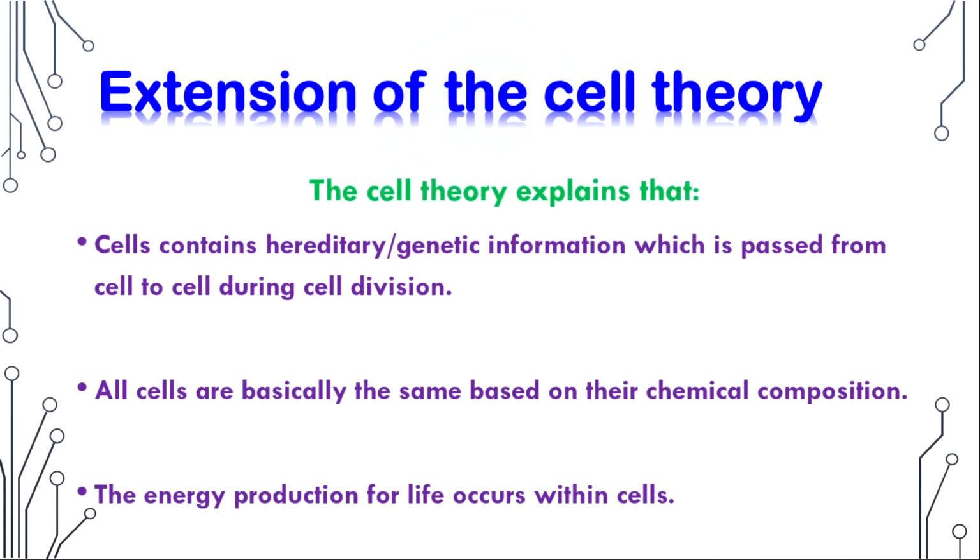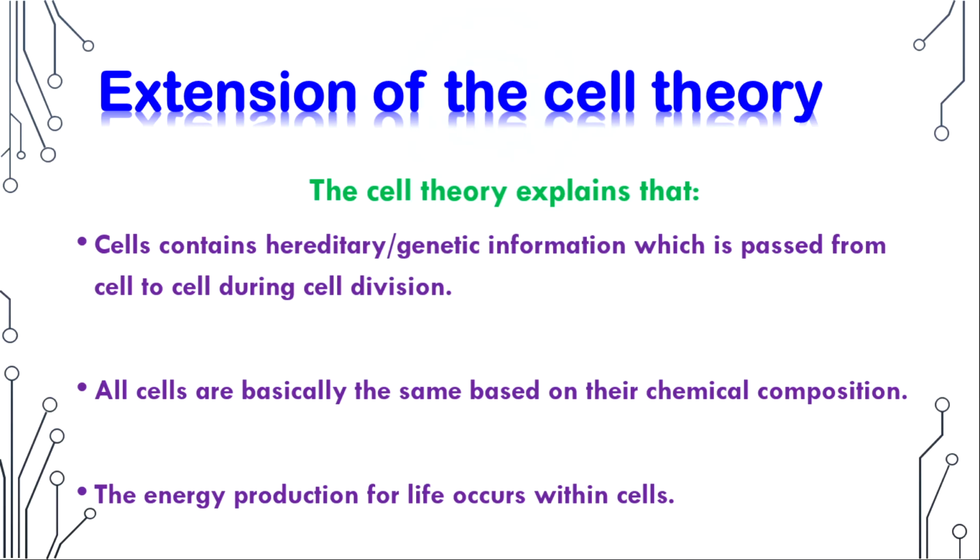Now, an extension of the cell theory explains that, one, cells contain heredity or genetic information which is passed from cell to cell during cell division. So when cells split or divide, they will share their DNA, their chromosomes and also their genes. So all that genetic information is passed from cell to cell. And that is why we look like our parents or have traits of our parents. We will always look like human beings with the same physical characteristics. However, there will be variation.